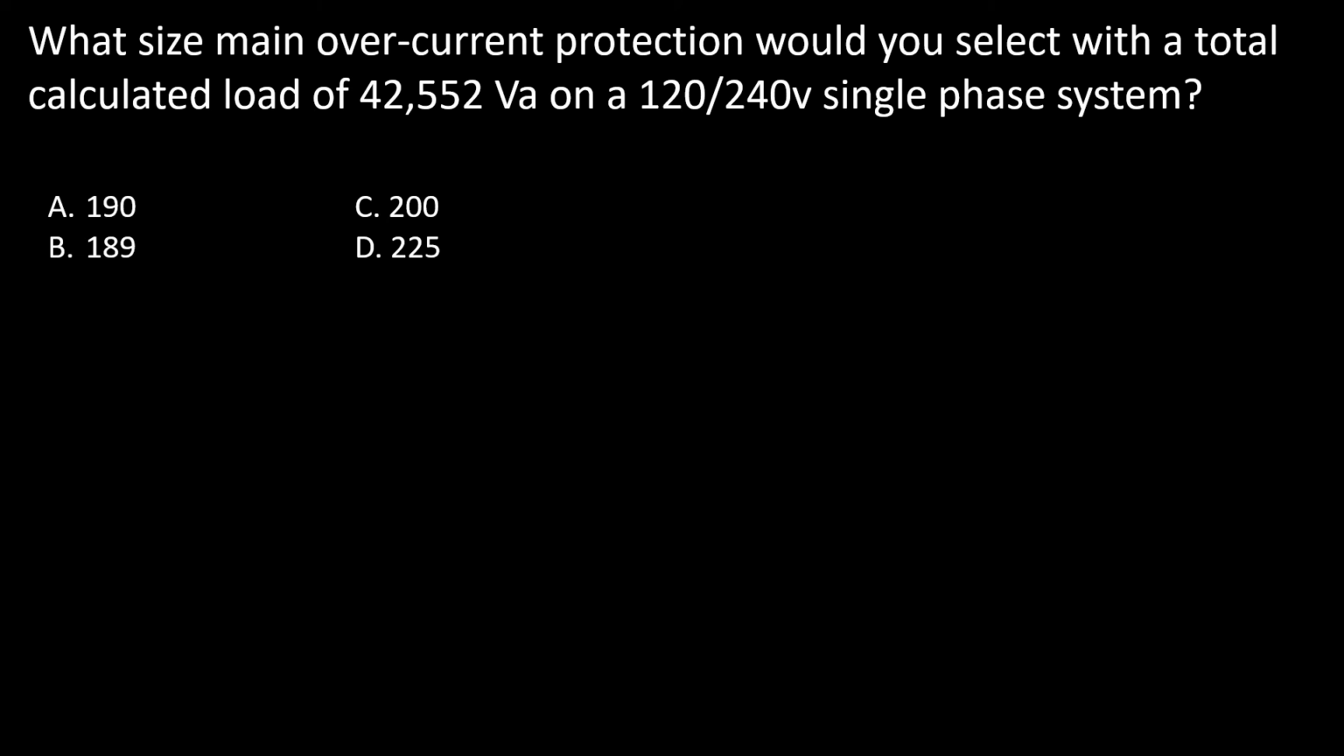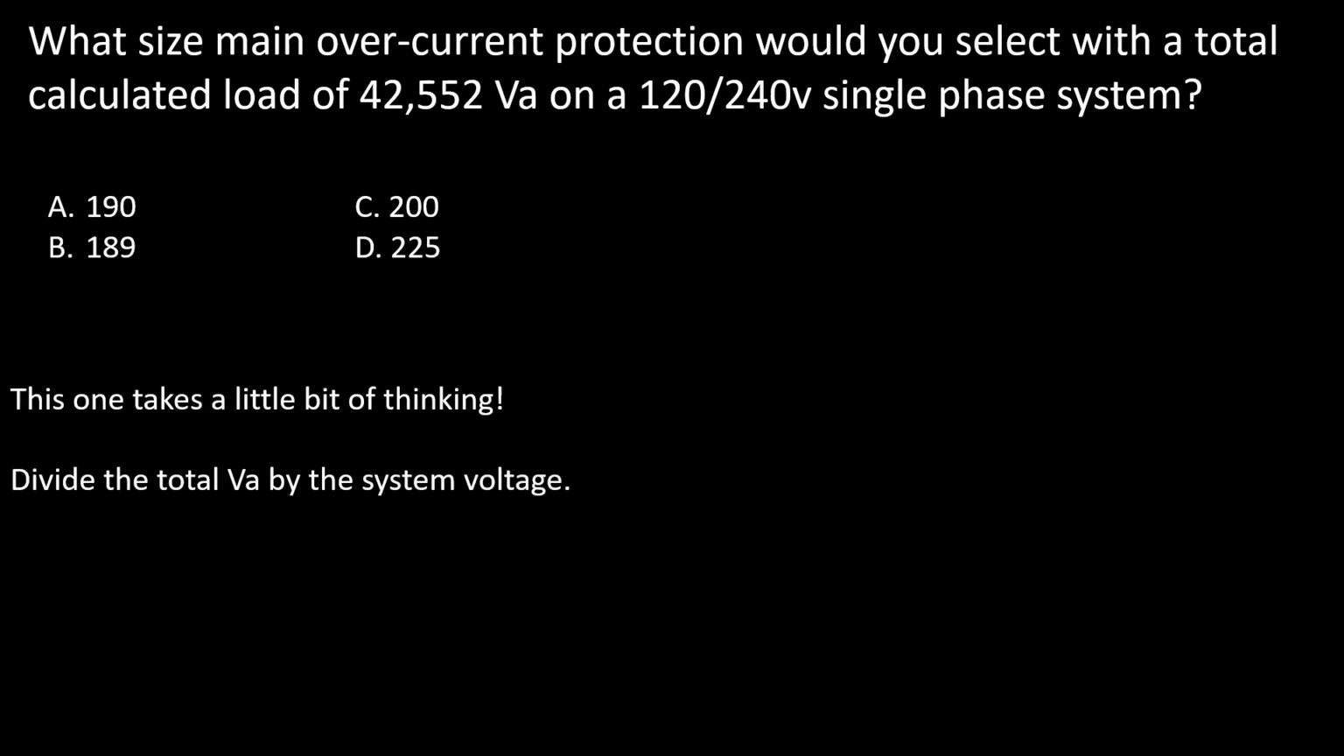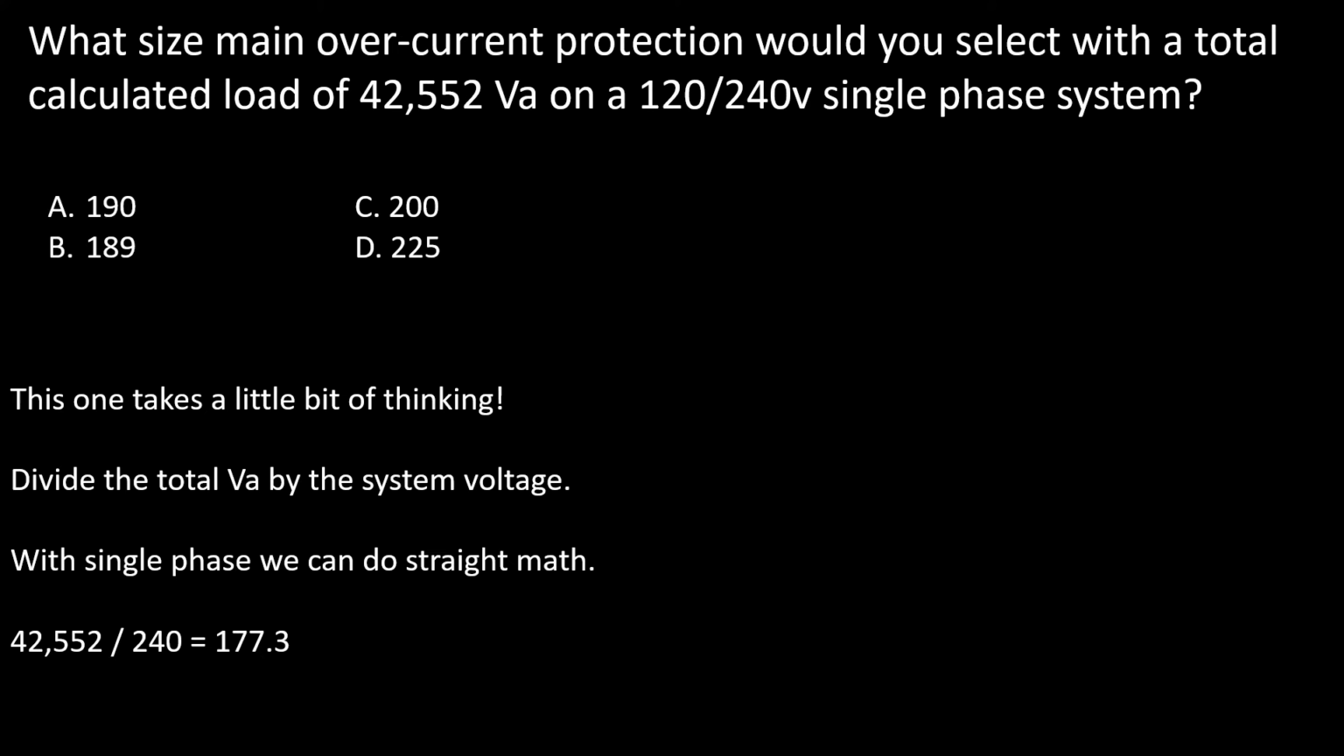What size main overcurrent protection would you select with a total calculated load of 42,552 VA on a 120/240 volt single phase system? Now this one's going to take a little bit more thinking. We're going to divide the total VA by the system voltage. And with single phase we can just do straight math. So we're going to take our total VA and divide it by the system voltage. That's going to give us an amperage of 177.3. Now in this case we can drop the 0.3.